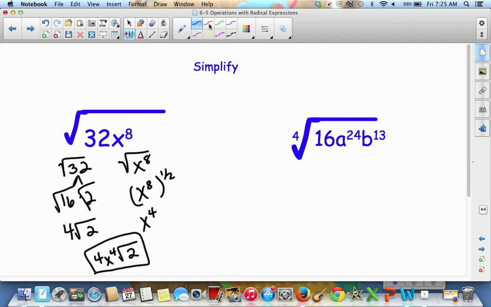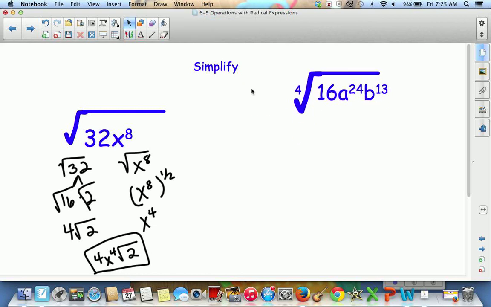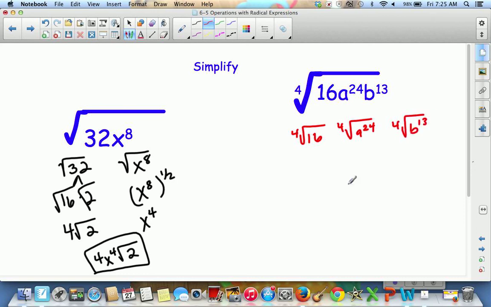All right. Okay, let's look at this next one. And I'm going to give myself some more room. You might want to give yourself some room too as I explain this. All right, so the 4th root of 16, the 4th root of a to the 24th, and the 4th root of b to the 13th. So the 4th root of 16, that's going to be 2, and you can do that on your calculator if you didn't know that. The 4th root of a to the 24th, that's going to be a to the 6th.